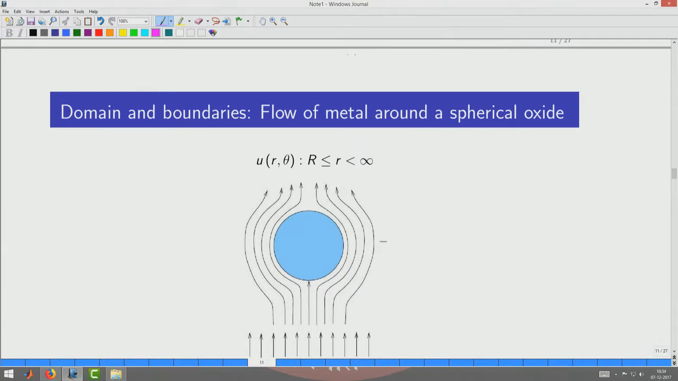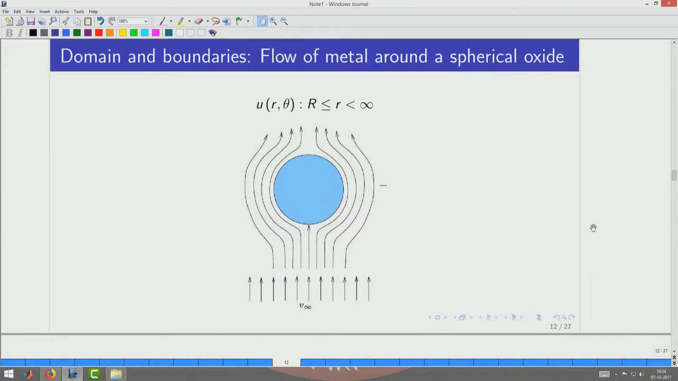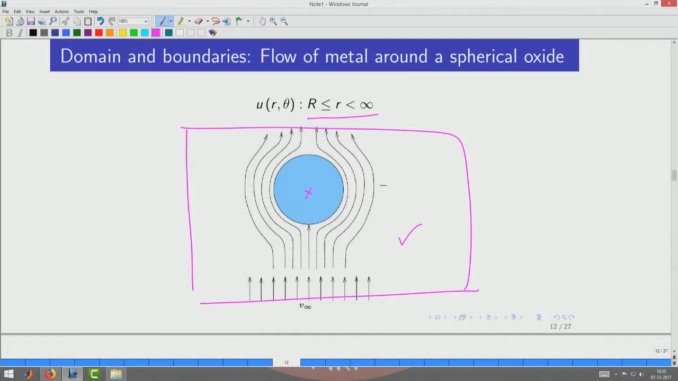Okay, here is one last scenario for us to practice the domain. We are now looking at the flow of liquid metal around a spherical oxide. What it implies is that the flow is of our interest in the region that is going from r to infinity, which means that everywhere else except the blue region is our domain. Obviously, we cannot have an infinite domain to depict, but mathematically it is very simple to do. So, you could think of the domain as very large, and this is all our domain, and this is not part of our domain.